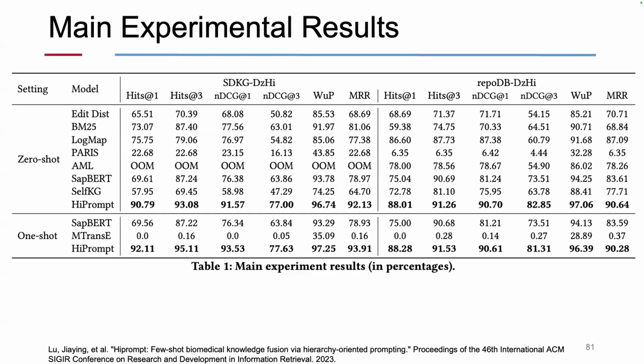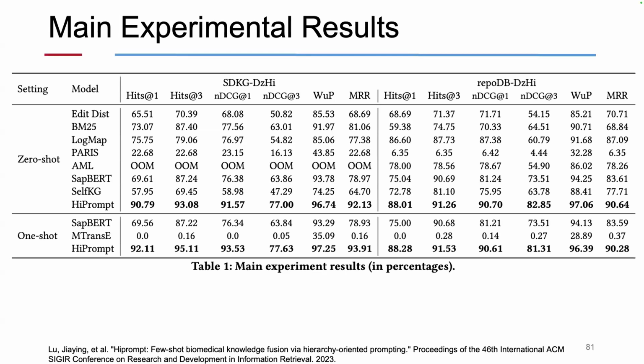So the high prompt is our proposed method, and we basically tried the 0-shot and 1-shot setting, because with more training, you can imagine some of the simpler methods can quickly improve their results. Large language models actually give more of a boost in the 0-shot and 1-shot settings.